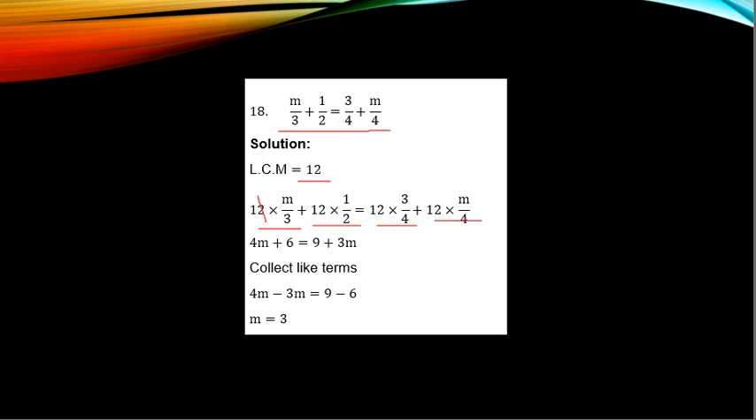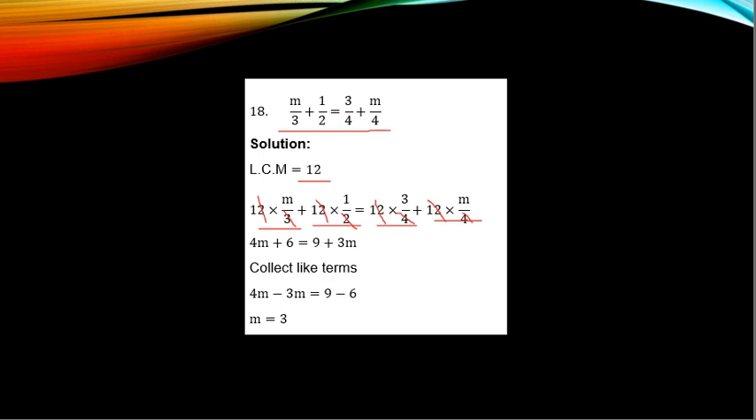Now 12 divided by 3 is 4. 4 times m, you have 4m. 12 divided by 2 is 6. 6 times 1 is 6. 12 divided by 4 is 3. 3 times 3 is 9. 12 divided by 4 is 3.